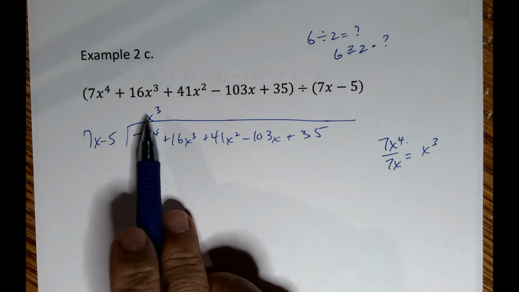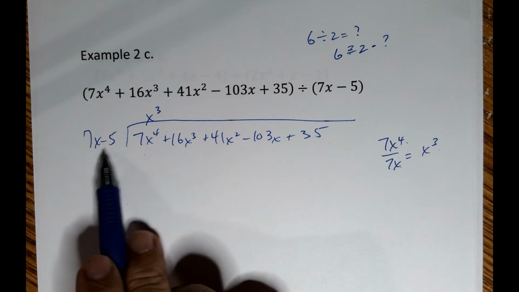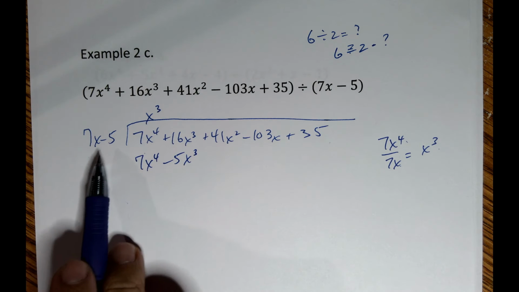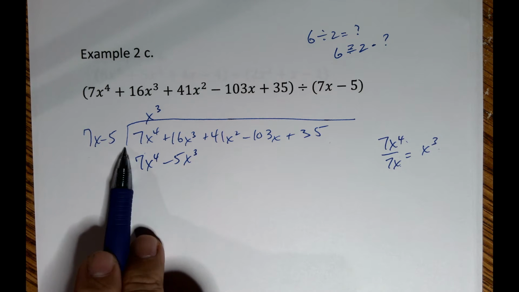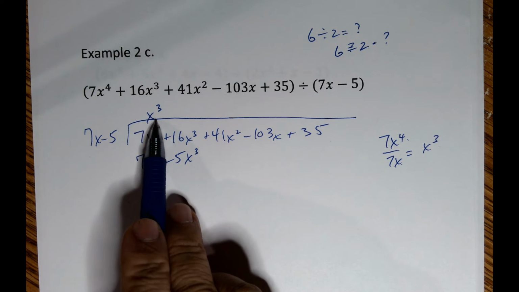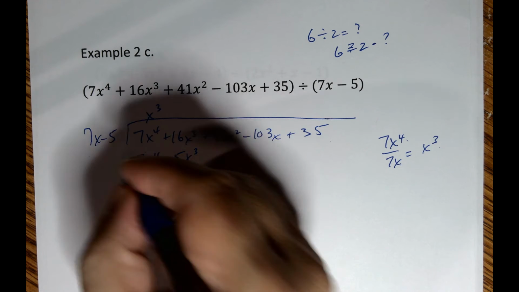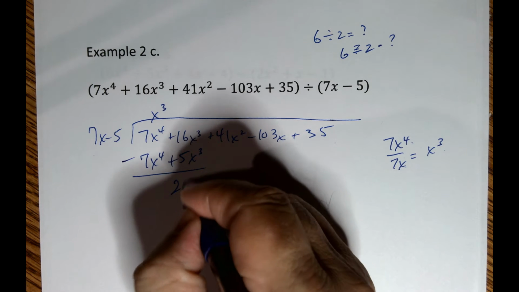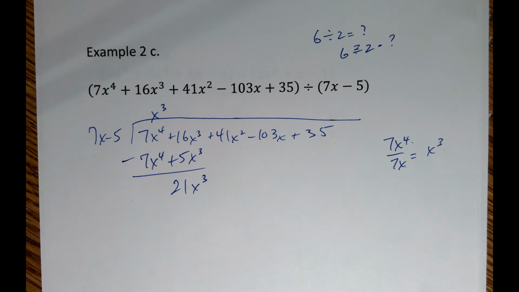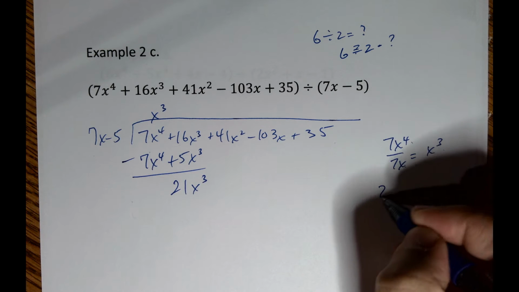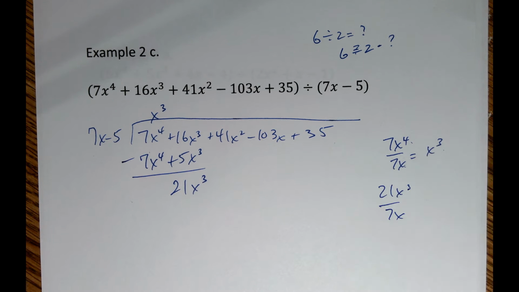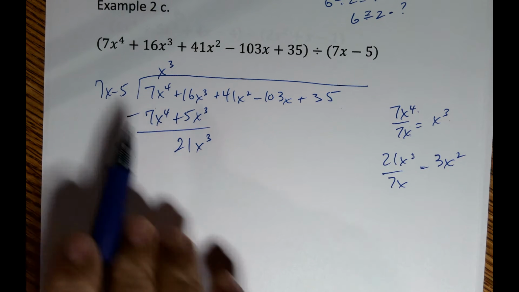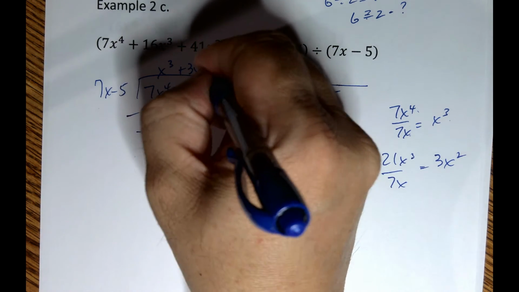Now I'm going to multiply. So I'm going to take this thing and multiply both of them. So that's going to be 7x to the 4th minus 5x cubed, right? So this term, or any terms after the first one, only gets used when I multiply with this top number. All right, now I change signs and combine. So 7x to the 4, negative 7x to the 4 cancels. And this is 21x cubed. 16 plus 5 is 21. Now I do 21x cubed divided by 7x, which is 3x squared. So that means 7x times 3x squared gives me 21x cubed.